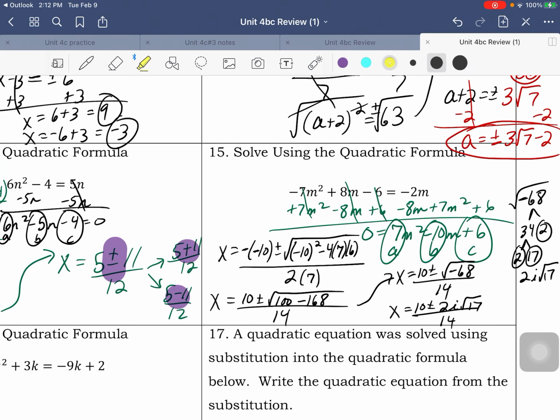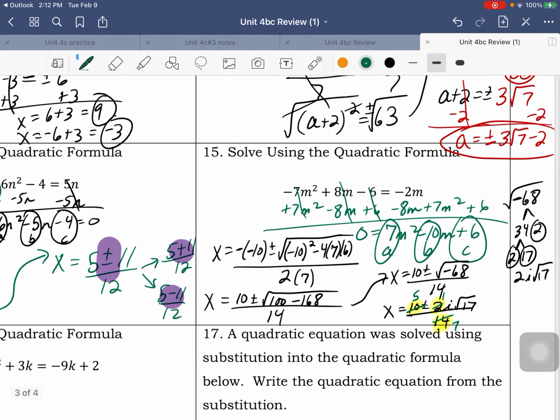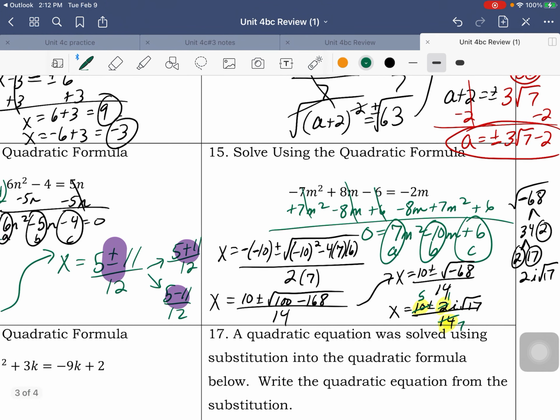Now, there's one last thing we have to do. We have to concentrate, look at the 10, the coefficient of the second term in the numerator, and the denominator. And we're looking, can we simplify these? Can we divide them all by the same number or not? And yes, we can. Divide them all by 2. 5, 1, 7. And I know I'm running out of room, but our final answer is x equals 5 plus or minus 1 times i, which is i, square root of 17 over 7. Cool.